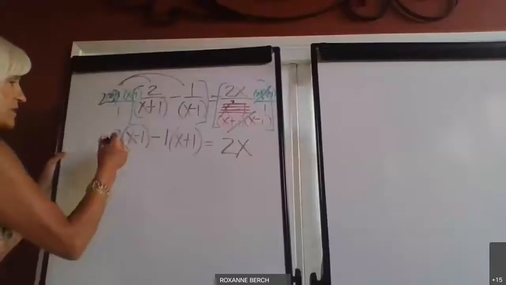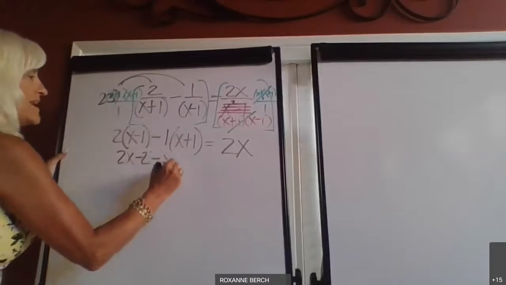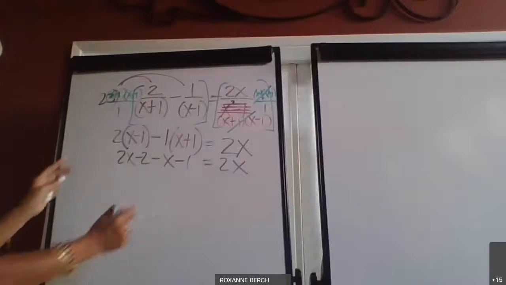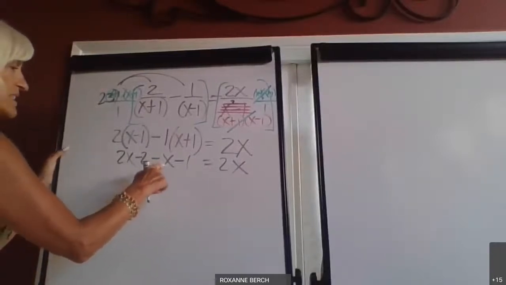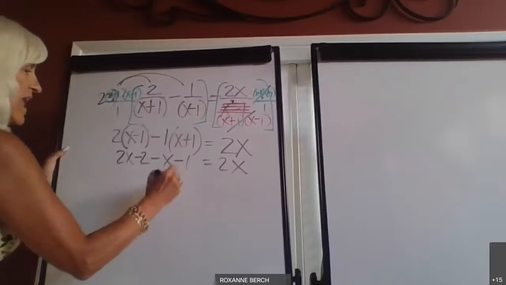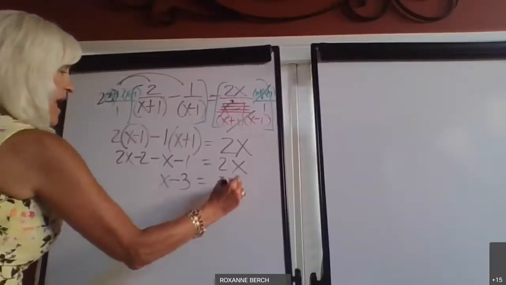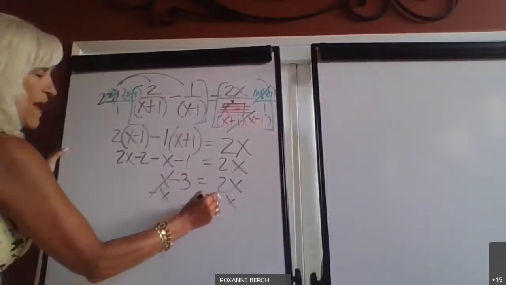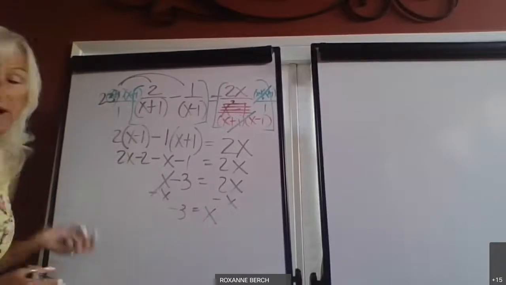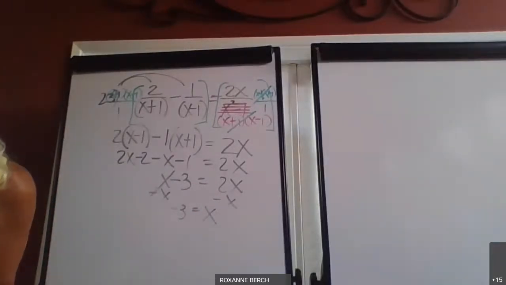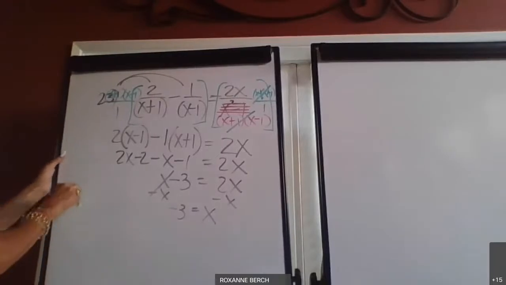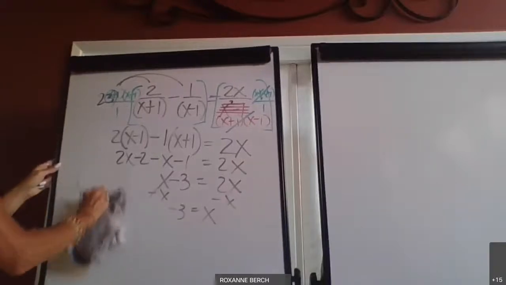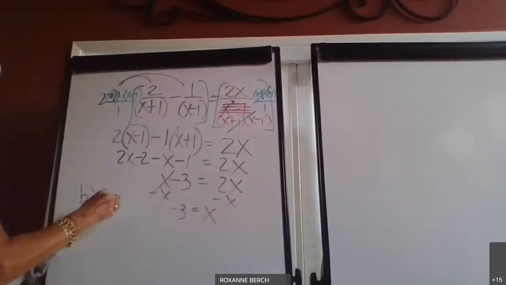So we distribute. So this would be 2x minus 2 minus x minus 1 equals 2x. Combine the like terms. 2x minus 1x is 1x. A negative and a negative is a negative, and you add. And now I'm going to subtract x from both sides to get 2 minus 1 is 1x. So your x is equal to negative 3. Now that's the B part. So the B part is a solution, and that's where the graph is crossing the x-axis at negative 3, 0.